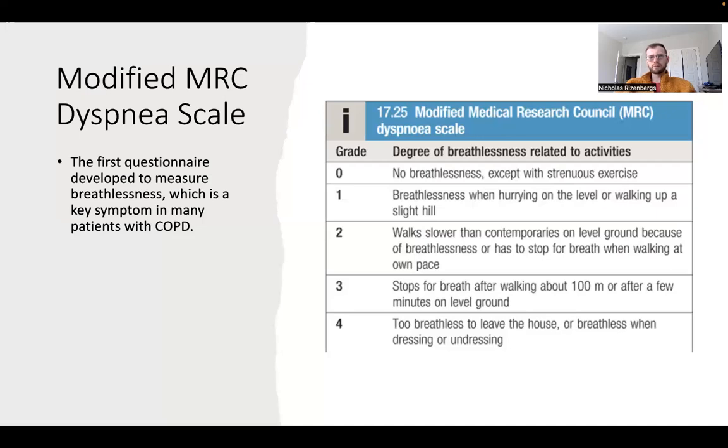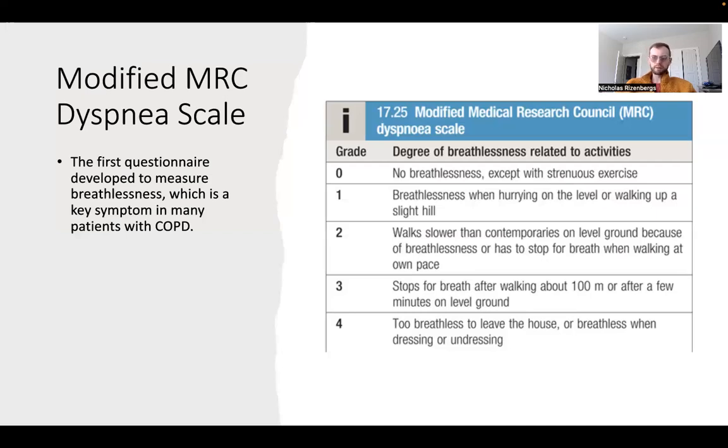And then grade three, you stop for breath after walking about 100 meters or after a few minutes on level ground. So this is a little bit more progressive. Not only am I moving slower and having a hard time, I have to actually take a break. This is not strenuous exercise. This is normal day-to-day activity that we all do, walking around, going to the grocery store, walking your dog. So they're having to stop and catch their breath every 100 meters or so.